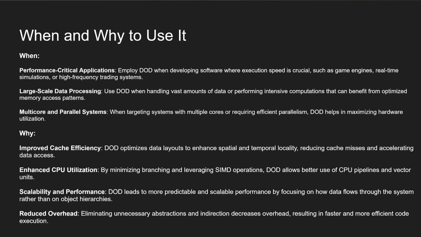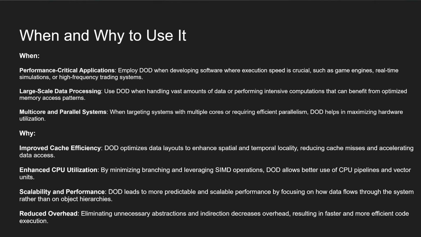So when do we actually want to use it? We want to use it when we do something where execution speed is really crucial, such as game engines, real-time simulations, or high-frequency trading systems. The list can go on, but I guess you get the idea. Also large-scale data processing, or just multi-core parallel systems that need to process a lot of things.